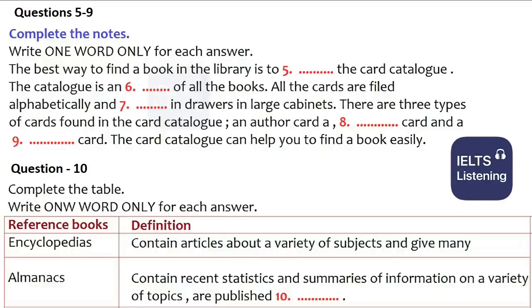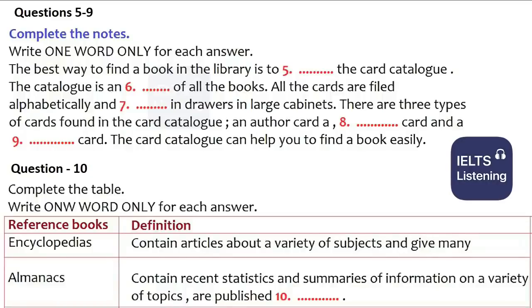subject card. The author card is alphabetized under the author's name. The title card is filed alphabetically according to the title of the book. The subject card is filed alphabetically under the name of the subject of the book. In many university libraries, they use their own Biblitus cataloguing system or the microfiche system. Both of them list publications under author and title, and both are very easy to use.